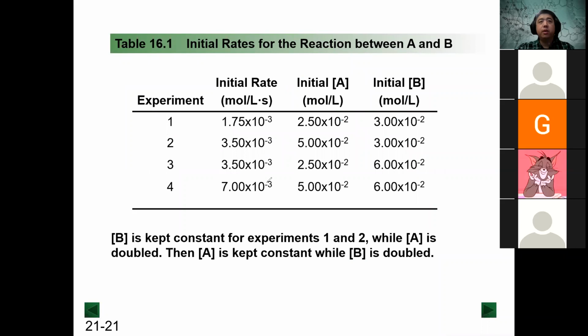Now, the next thing you want to go ahead and look at is we can look at experiments 1 and 3. If you notice, these two are the same, so I can go ahead and cross that out. This is doubled. This is also doubled. So that tells me that my B here, again, is 2 equals 2 to something power, and that is to the first power.